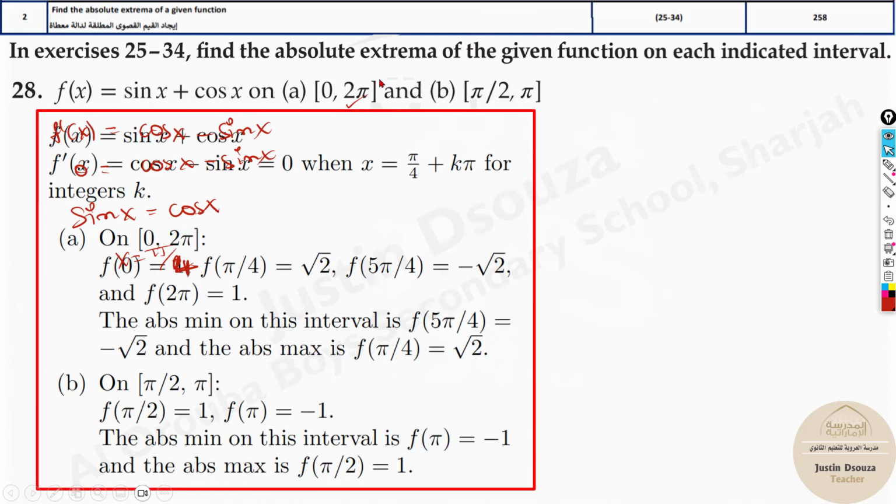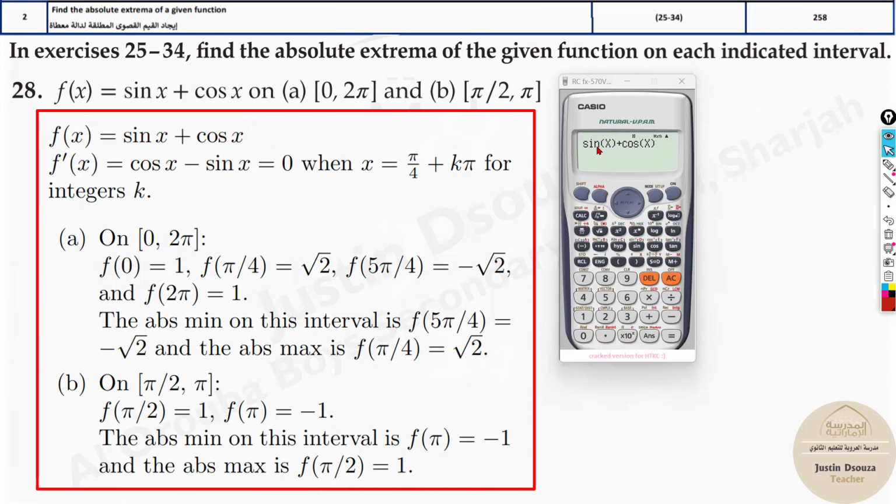So we have to use here the critical numbers 0, 2 pi and pi by 4 and solve for maximum and minimum. But in the second case, look, it's pi by 2, 2 pi. We don't use this pi by 4. Critical number is not in this range. Now, to find the absolute maximum or minimum, you need to put the critical numbers in this equation, isn't it? But remember, change the mode to radian. And now calculate at any value you want.